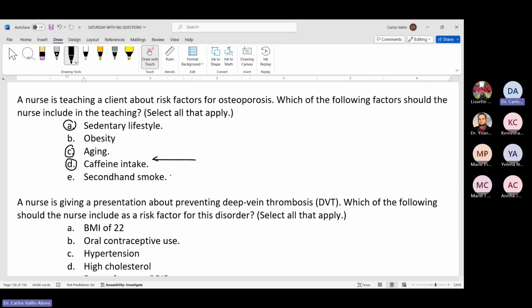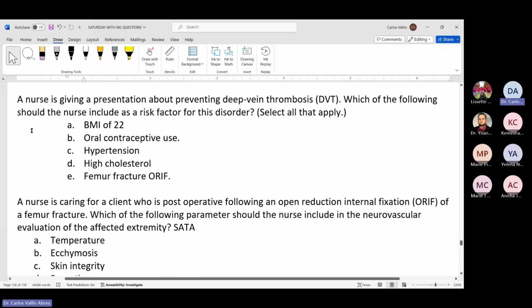Secondhand smoking is more related with pulmonary problems. This is the way that I would be answering this question. A nurse is giving a presentation about preventing deep vein thrombosis. Which of the following should the nurse include as a risk factor for this disorder? Another select-that-apply question of risk factors for DVT.